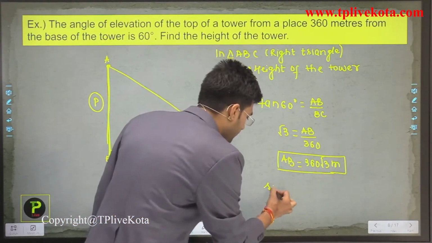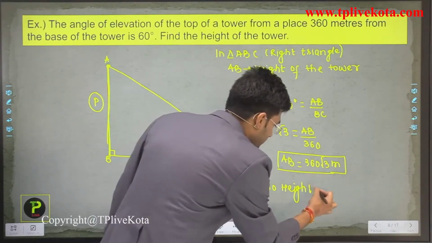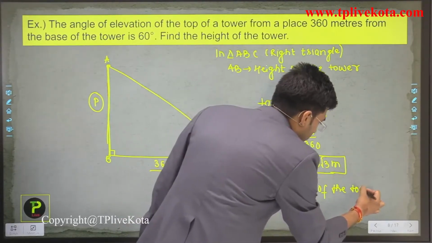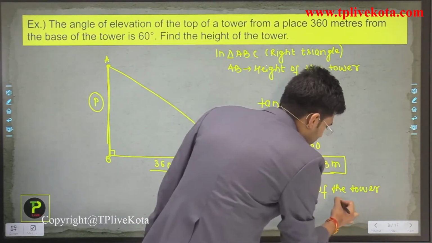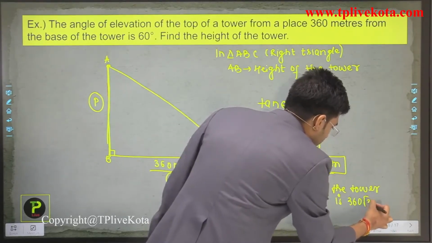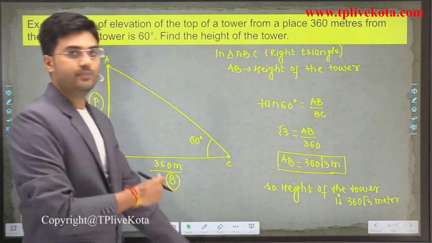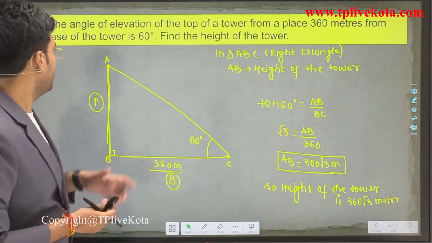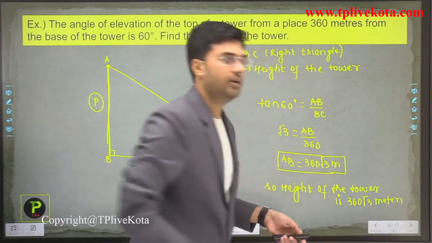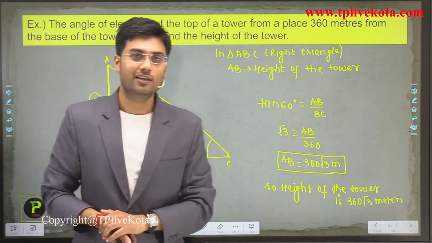So the height of the tower is 360 root 3 meter. Clear? So students, I hope you understand this. It is meters. Okay, so now after this question, let's move to the next question.